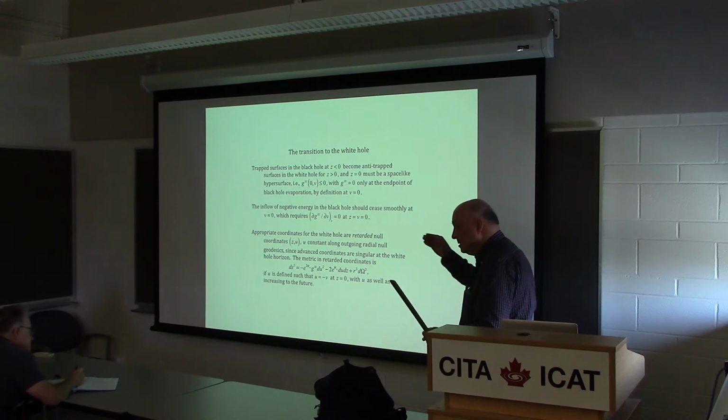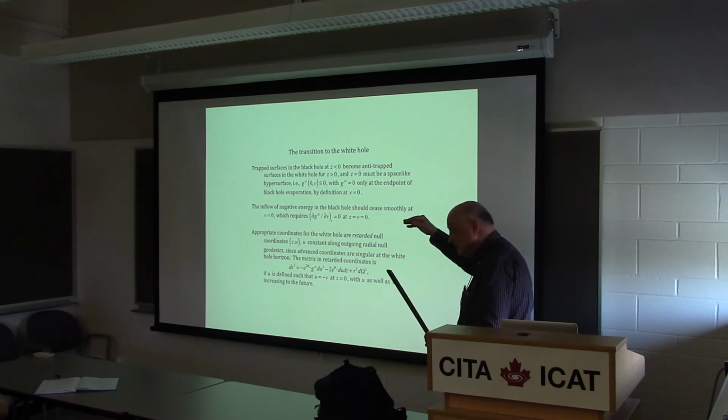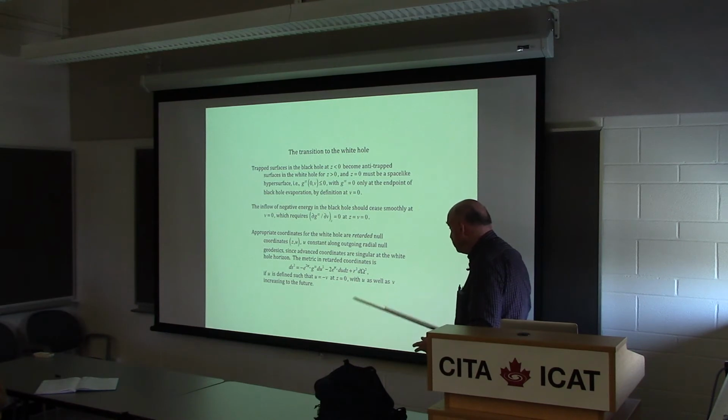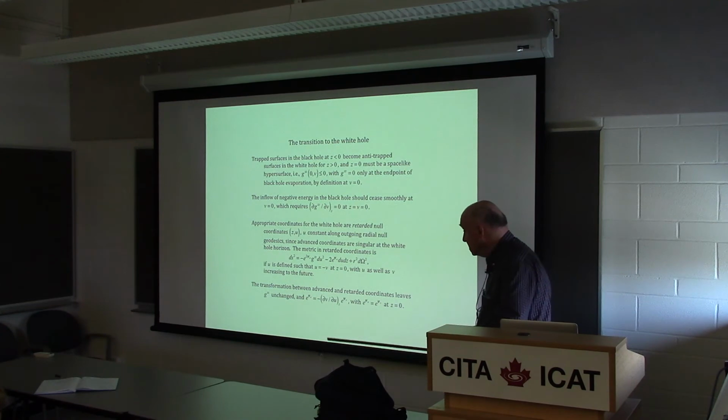So you have an ingoing radial null geodesic coming in through the black hole at V less than 0, and then coming out. And when you consider the outgoing radial geodesic coming out of the white hole, that's at positive retarded time, which corresponds to that Penrose diagram I showed you before. All this is basically just definitions.